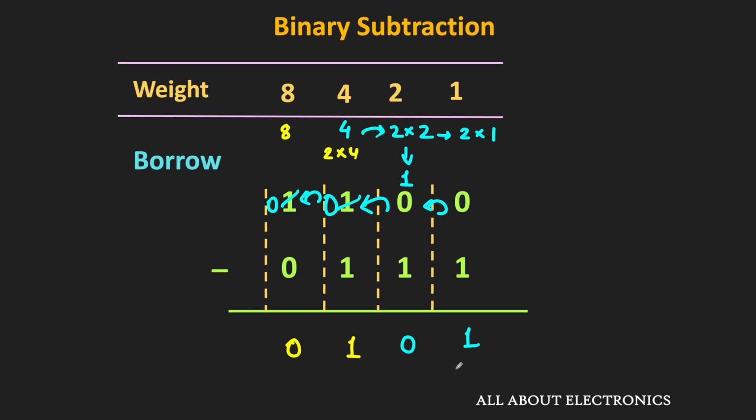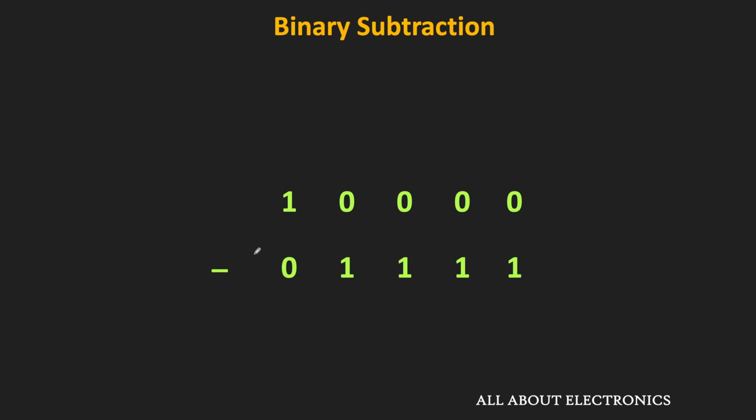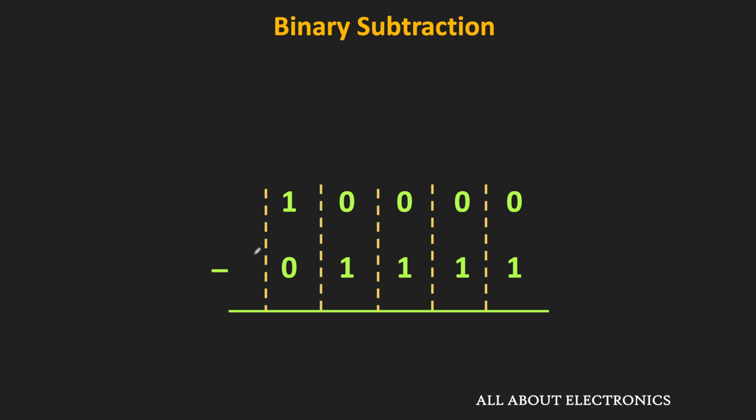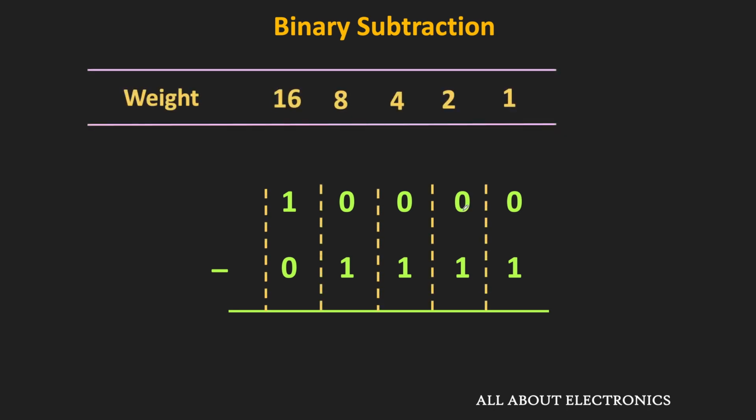Alright, so now let us take the last example. So let's say we want to subtract these two numbers. And once again, we will do the column by column subtraction. So if you see the rightmost column, then we cannot subtract 1 from the 0. And therefore, we need to take the borrow from the next column. But if you see the next 3 columns, then we cannot get a borrow from these 3 columns. And therefore, to take the borrow, we need to go to this last column.